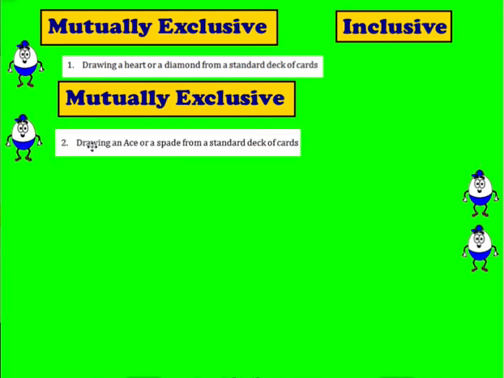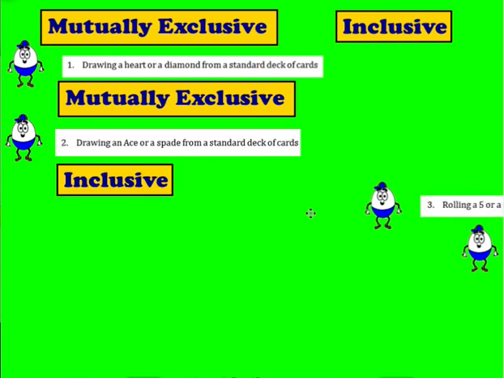Taking a look at number 2, drawing an ace or a spade from a deck of cards. We want to ask ourselves, could something be an ace and a spade? Well, an ace is a type of card and a spade is a suit. So yes, it could be both because we have the ace of spades. So that makes it an inclusive event because it could be both of them.